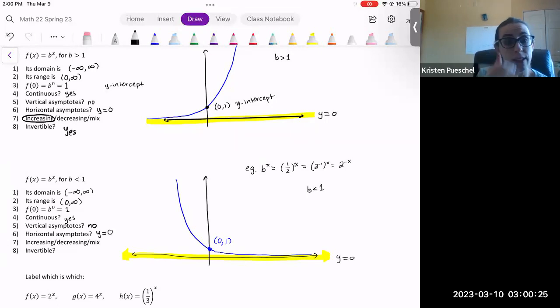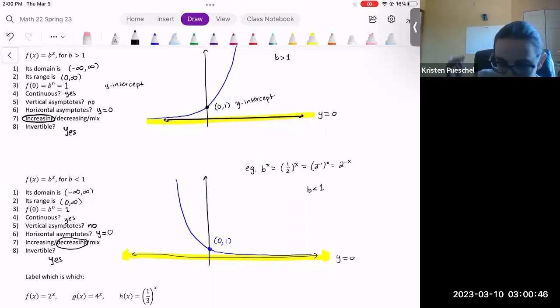This time our graph is decreasing. It's getting smaller over time. And it's still invertible. If we think about whether or not any y values are repeated, we see that there's no repetition of y values because it's always going down. Okay. So this is our general shape.